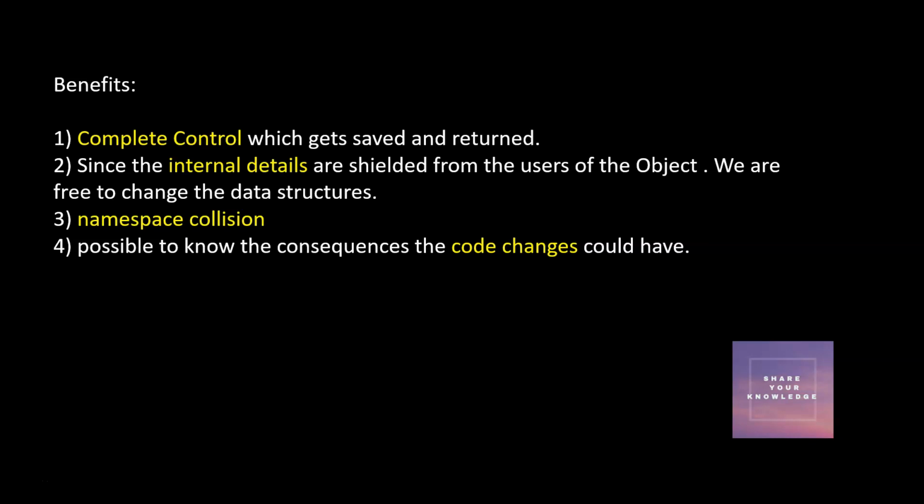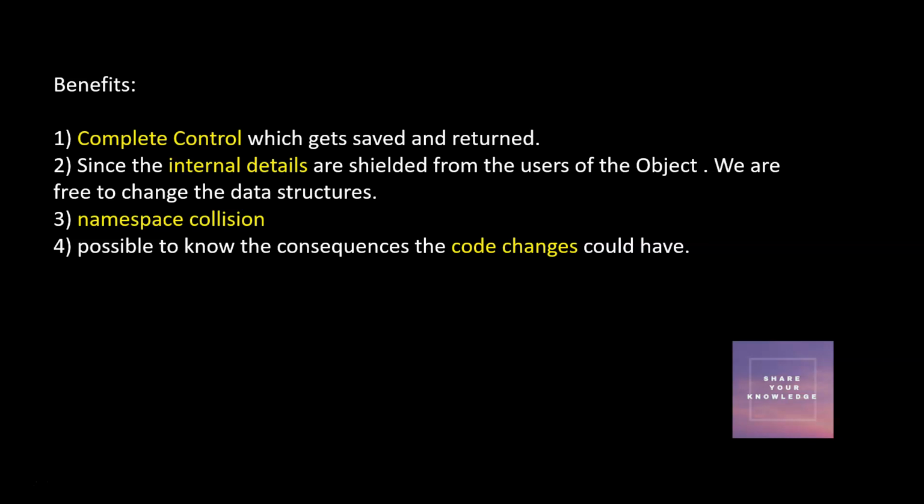And it avoids namespace collision because the class has its own scope. It is not exposed. The outer scope does not change the internal scope. So there is no way there is a namespace collision, right? It is shielded from the outer scope. When you do encapsulation, it is within a separate scope. Maybe you will be able to understand with the example next.